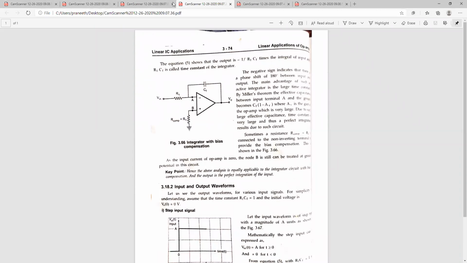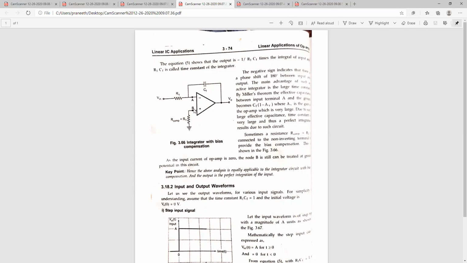Okay, right. So the previous equation, whatever you have derived, was clearly saying that the output is minus 1 by R1CF times the integral of your input voltage. So R1CF is called the time constant.